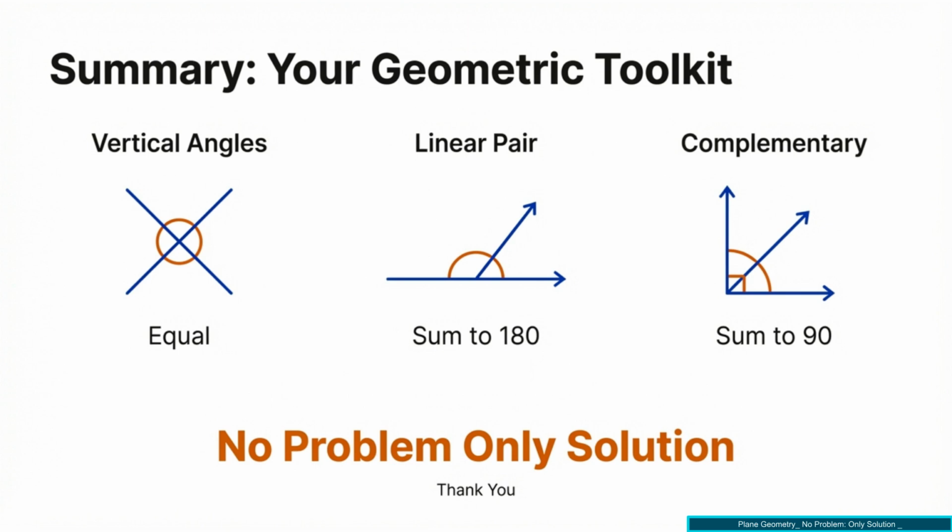In summary, your geometric toolkit includes vertical angles, which are equal, linear pairs, which sum to 180 degrees, and complementary angles, which sum to 90 degrees.